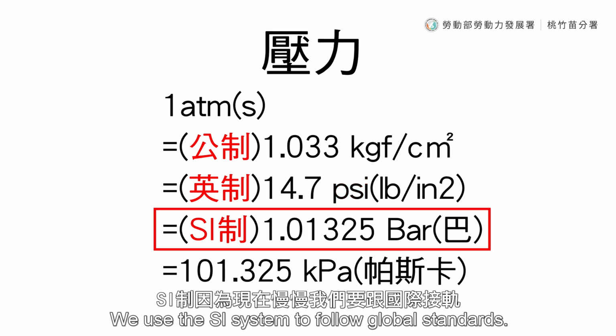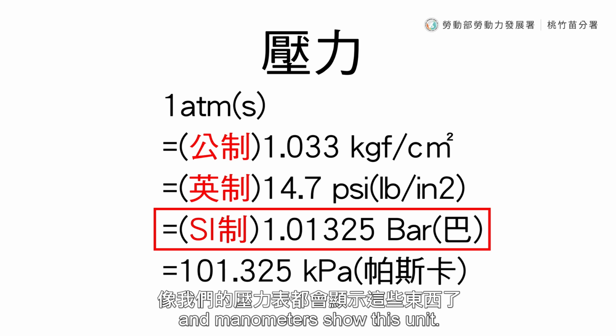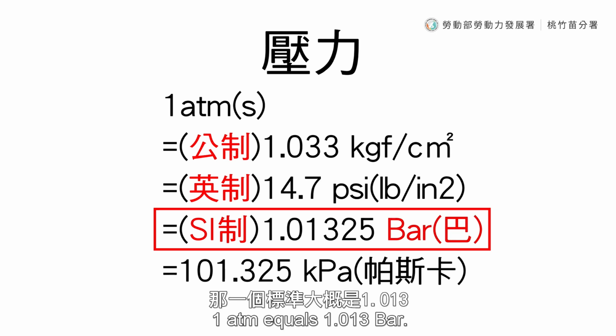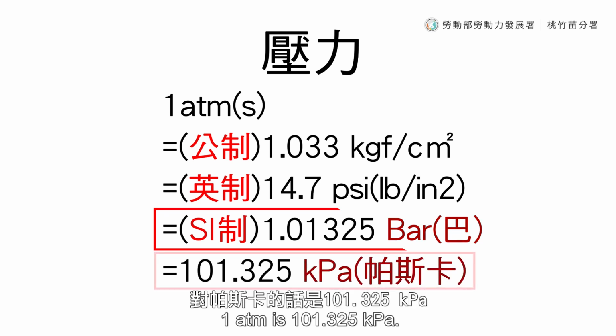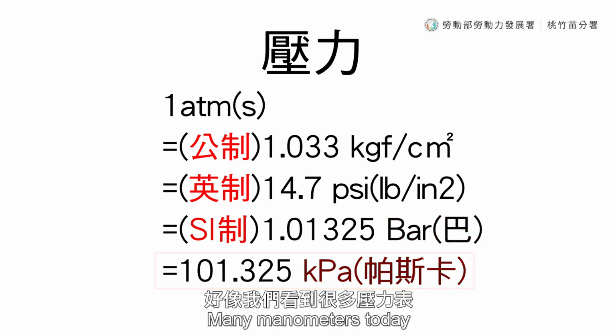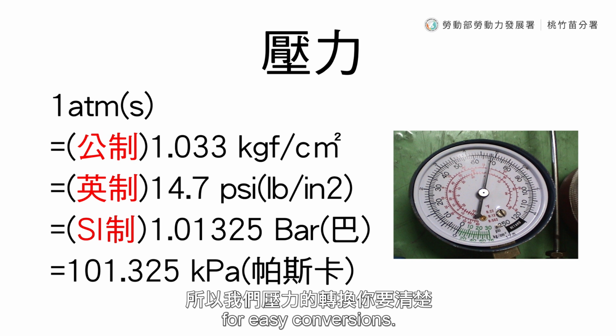We use the SI system to follow global standards. Many instruments, devices, and manometers show this unit. It's called bar. 1 atm equals 1.013 bar. 1 atm is 101.325 kilopascal. Many manometers today include these units for easy conversions.